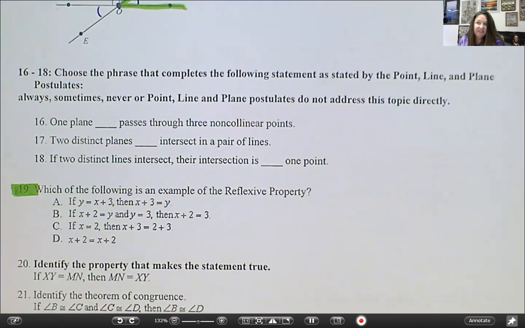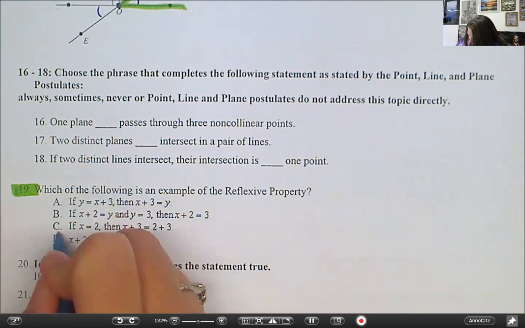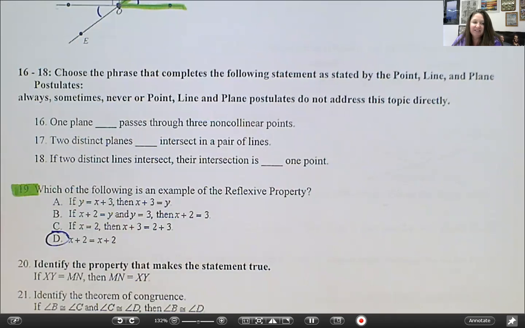Then it's always a good idea to review all of your algebraic properties. These were listed in your text in chapter 2 if you want to go back and reference that, or reference your notes in chapter 2. But our reflexive property is the one where it's equal to itself. So we want to see that it's exactly the same on each side. So x plus 2 equals x plus 2 would be that reflexive option.